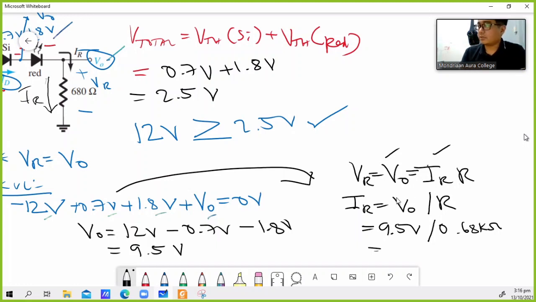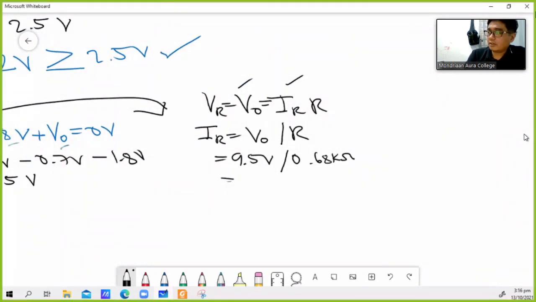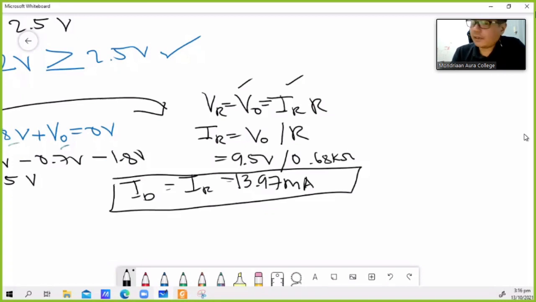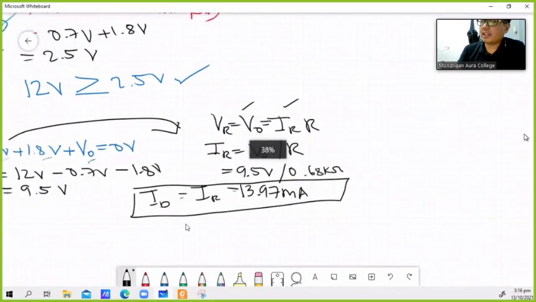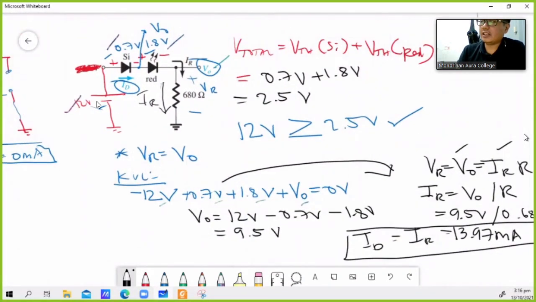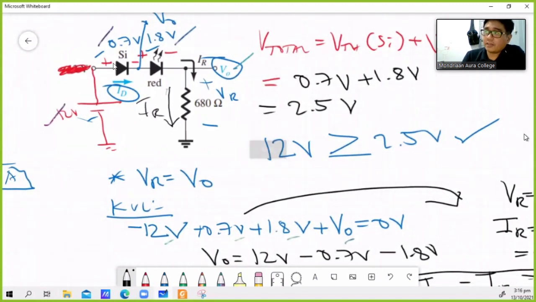So this is equal to 13.97 volts over kilo ohms, that is milliamperes. That is your I sub R, but that is also your I sub D. Kasi nga nakaseries yung lahat ng elements, therefore they have the same current, but they have different voltages. Okay? So dito pala makikita nyo na, no? Yung 12 volts na yun nahati doon sa tatlo. 0.7 yung isa, 1.8, at yung isa ay 9.5.